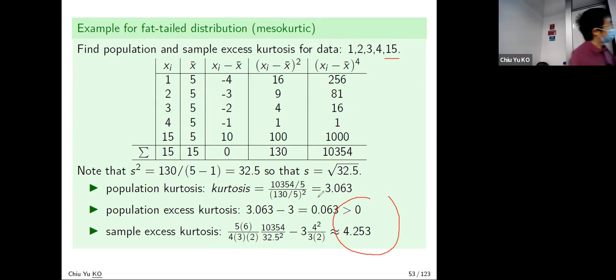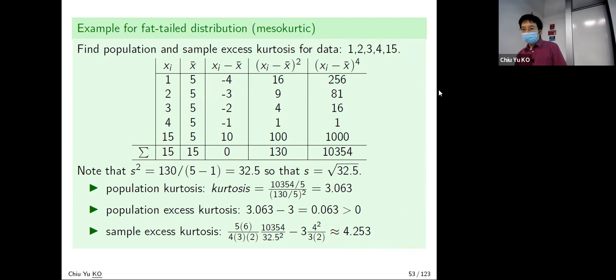But one thing I want to emphasize in this calculation is you can see the population one is very close to 0, but the sample one is huge. That means the population one is not a very good measure. You should use the sample one. And that's why in Excel you only have the sample version, not the population version. That's why there's no Kurt.S or Kurt.P.